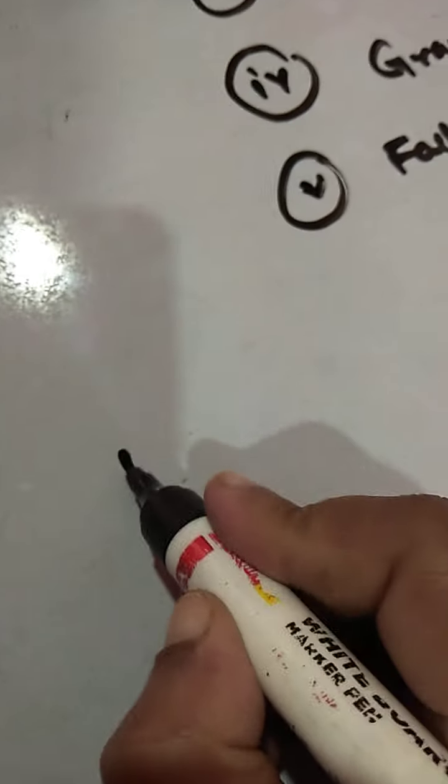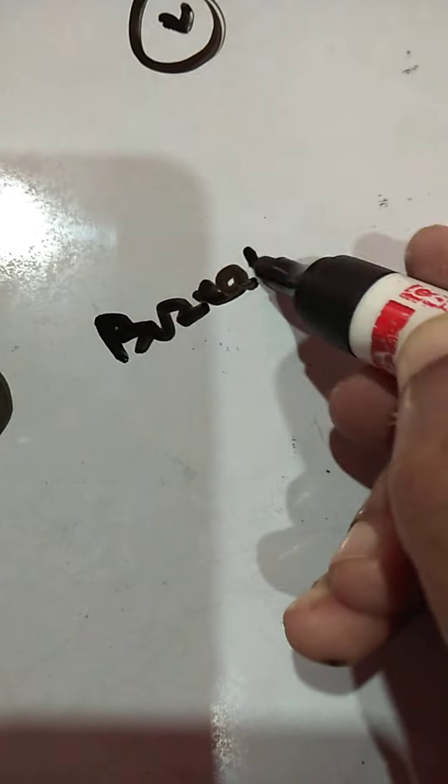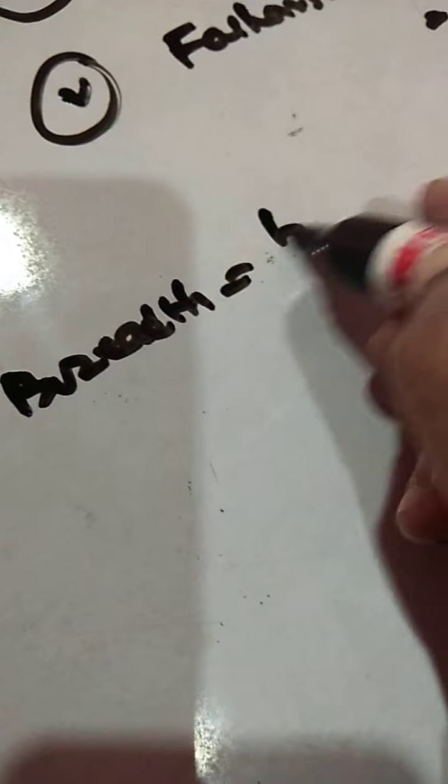Now, let's move on to sum number B. The length of a rectangular hall is 4 meters less than 3 times the breadth of the hall. What is the length if the breadth is b meter? So, breadth is given, b meter.